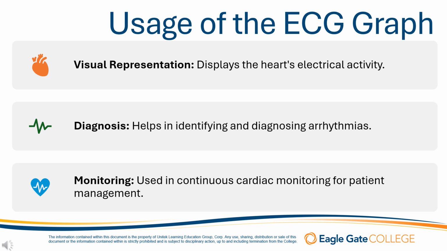Electrolyte imbalances such as hyperkalemia and hypokalemia manifest as specific changes on the ECG. For example, hyperkalemia can cause peaked T waves. Hypokalemia can result in flattened T waves or the presence of what we call U waves. Identifying these changes helps in diagnosing and managing electrolyte disturbances.